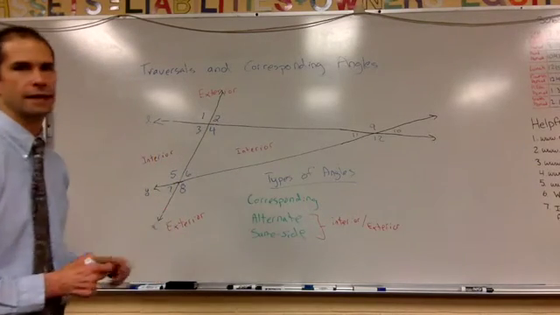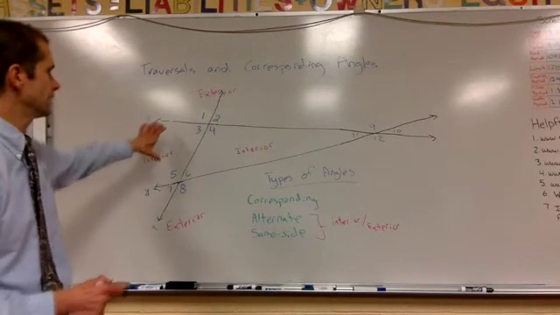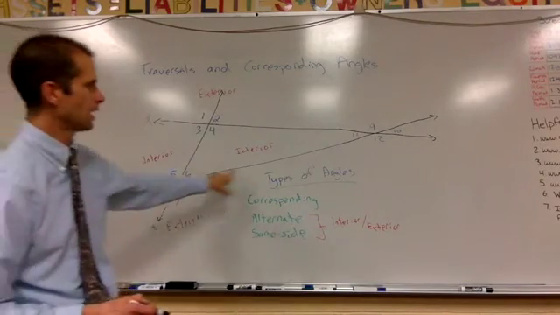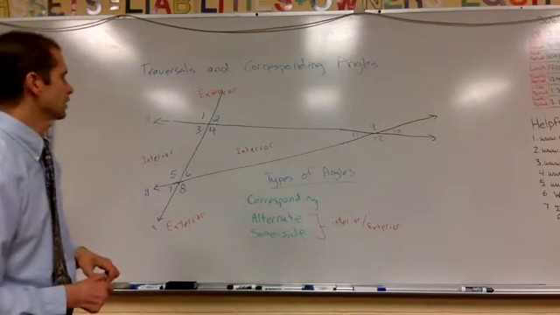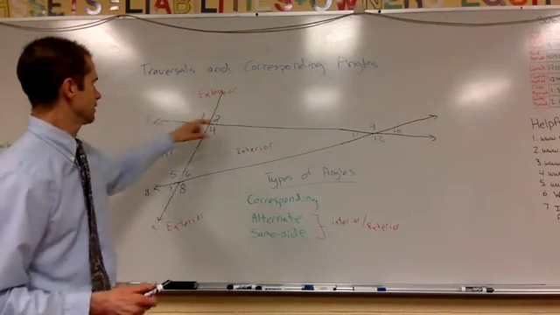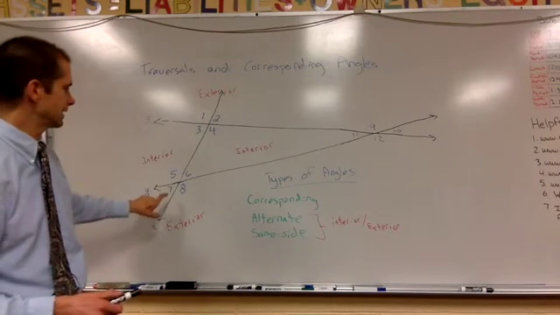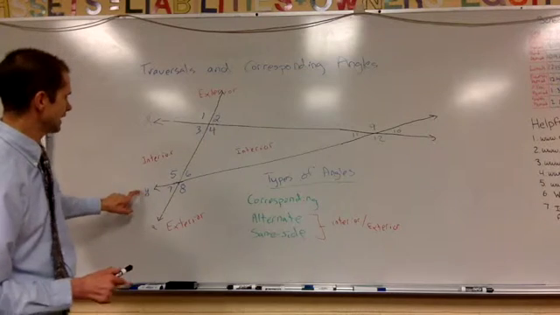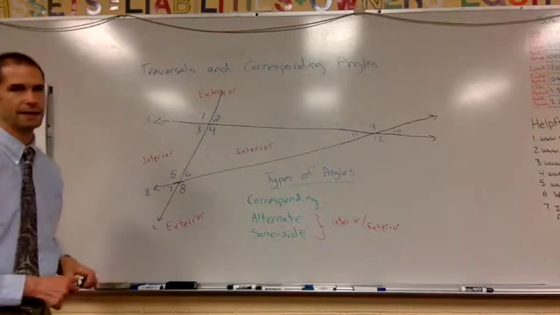The next thing we want to look at is traversals and corresponding angles. What you see here on the board is three lines: line A, line Y, which stretches over here, and line L, which stretches over this way. A traversal is simply when we have two lines, L and Y, and another line that intersects each of those two lines at a different point. So in this case, Y and L are my two lines. My traversal is line A.